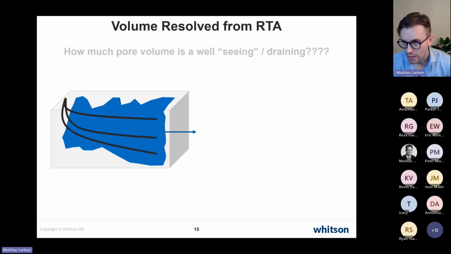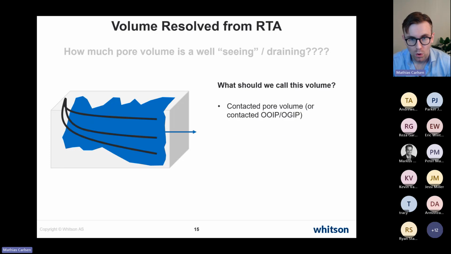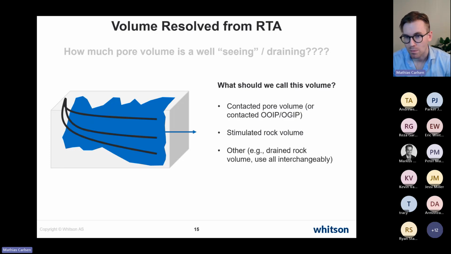We call it a bunch of different things. Some people call it the contacted pore volume, some people call it the stimulated rock volume, and some people call it the drained rock volume or any other version of that. My main point of showing you this slide is that this is not the in-place mapped volume. This is whatever that well or a set of wells have been able to contact. Okay, and that's different. And that's very important for you to know, especially in the realm of a multiphase FMB.